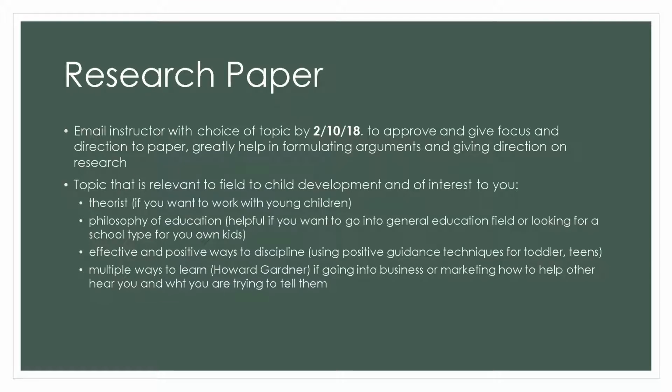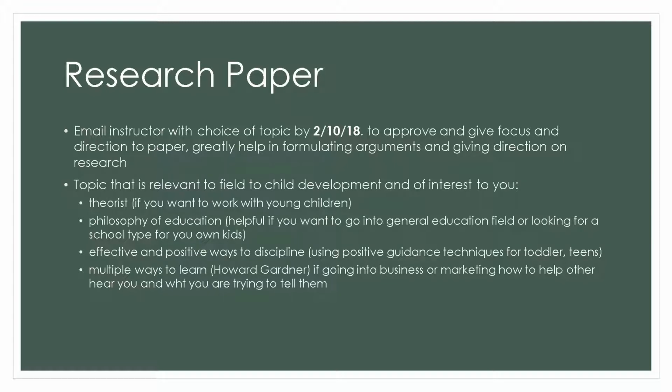So we're going to talk about the research paper. The thing to put on your to-do list is that I want you to email me directly with your choice of topic by February 10th, 2018. This is to approve the topic, make sure that you've chosen something that is appropriate to the child development field. And also I'm going to help you by responding to you and giving you some focus and direction on your paper. So I'm going to help you formulate your argument or your question that you are posing as you're writing this research paper.